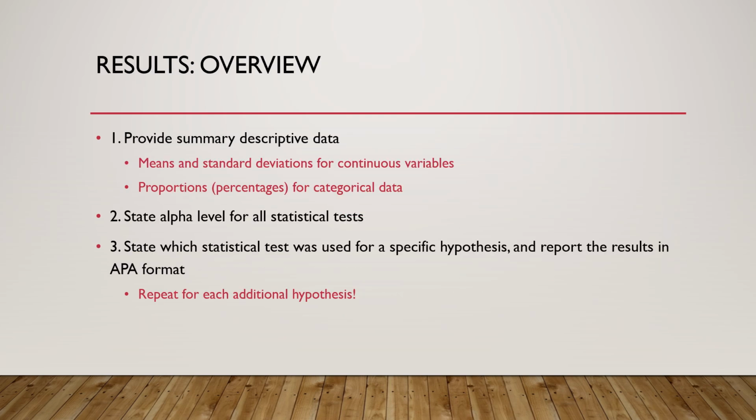So as a review, you're going to provide the summary descriptive data, such as means and standard deviations, and then the proportions or frequency for your categoricals. You're going to make sure to state the alpha level for all statistical tests, which might just be that 0.05, but I wanted you to understand why we're choosing that based on type 1 and type 2 error. And then you state what statistical test you're using and report it in APA format for each hypothesis you do. In this paper, you might just have one hypothesis, and that's fine, but you should know that in any research you read or that you do in the future, it's 1 paragraph per hypothesis.